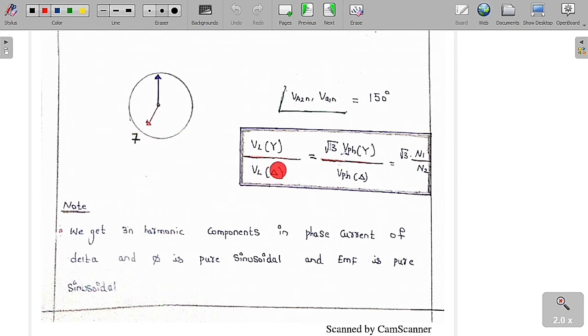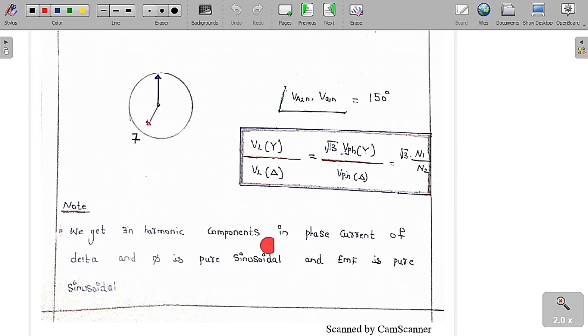So now if you want to find the line voltage of star connection by the line voltage of delta connection, because you want to find the ratio: the line voltage of star connection is equal to root 3 times the phase voltage of star connection, by the line voltage of delta, which is equal to the phase voltage of delta. So therefore this is nothing but N1 by N2. So root 3 into N1 by N2 you are going to get.